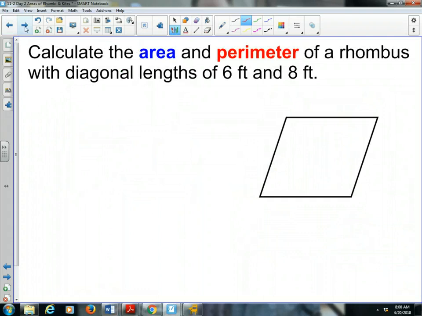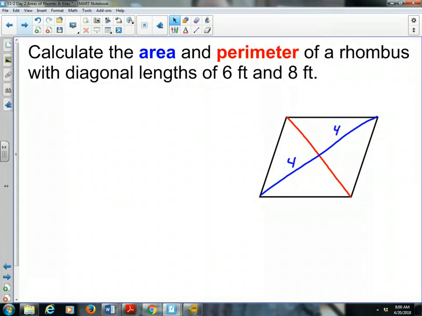All right, now it says calculate the area and the perimeter of this rhombus with diagonal lengths of 6 feet and 8 feet. So I'll just write in here, this is 6, and this blue diagonal is 8. So what I just said, the diagonals bisect each other. So I'm just going to write 4, 4, because that would make 8. And then, of course, 3 and 3, because that would make 6. All right, let's find the area first, because that's easy.